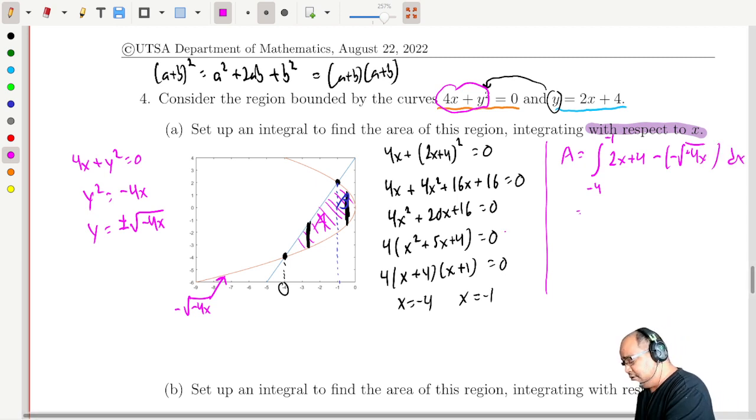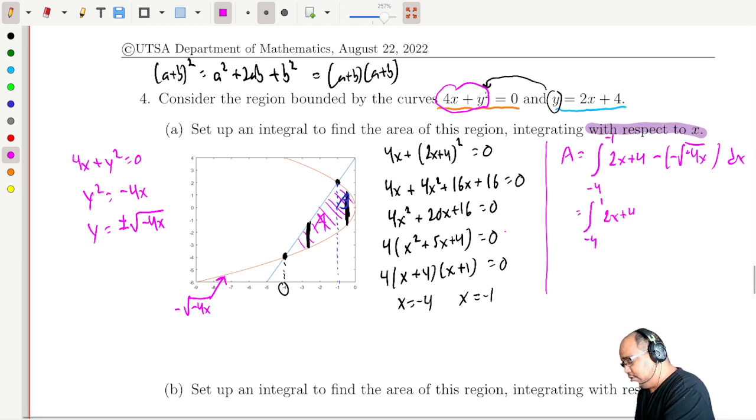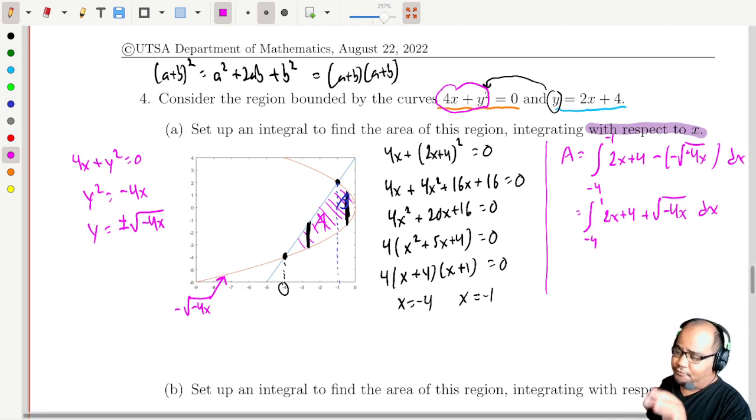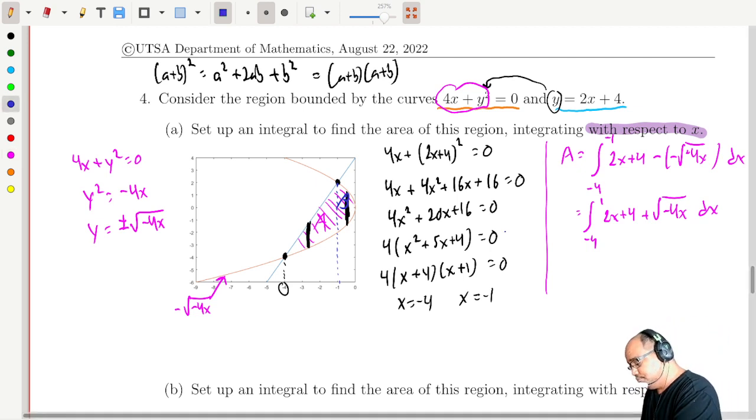Let's go ahead and tidy it up a little bit. 2x plus 4 plus square root of minus 4x dx. That's just the first region. We need to consider region B here, which considers both the top branch. I'll go ahead and indicate there.